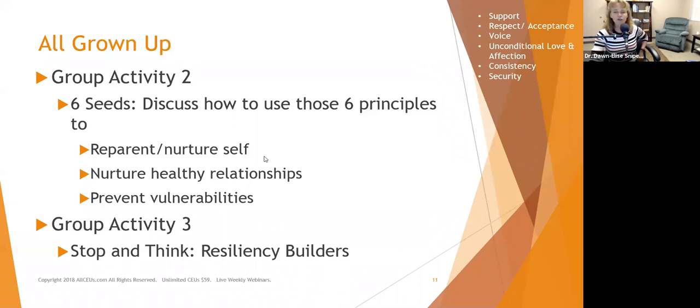Group activity 3 is stop and think. And these are resiliency builders. These are things that people need to do to recharge themselves, because life happens. And there are going to be days that are harder than others. There are going to be interactions that are more challenging than others. And if you're already worn down, it's harder to deal with life on life's terms.